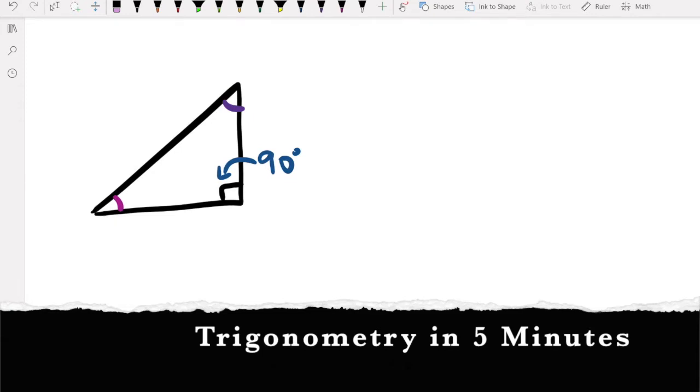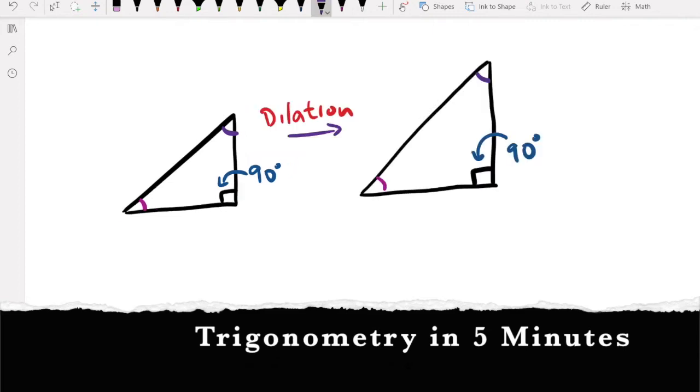So we're going to make this triangle a similar one that is bigger. The triangle on the right here is called a dilation. I made it grow larger, but I kept the proportions the same. So that means that the pink angles and the purple angles are the same. These two triangles have the same corresponding angles. They are equal.